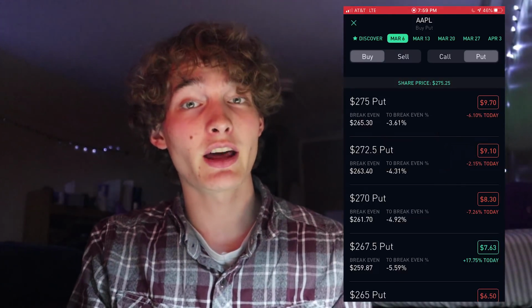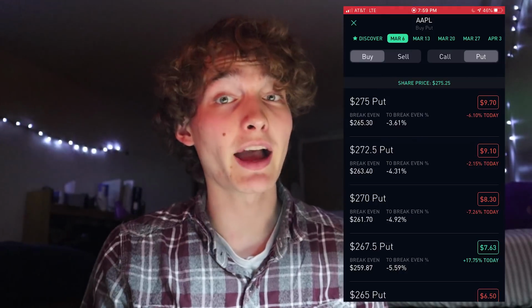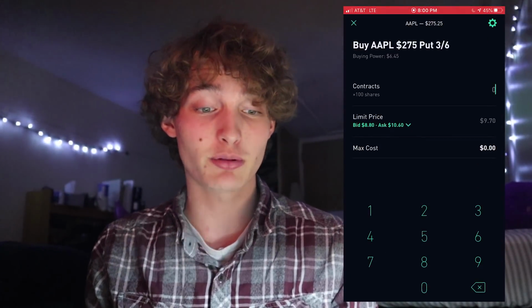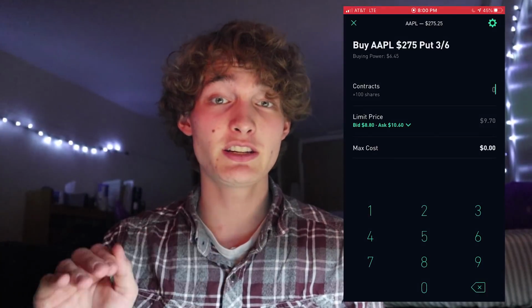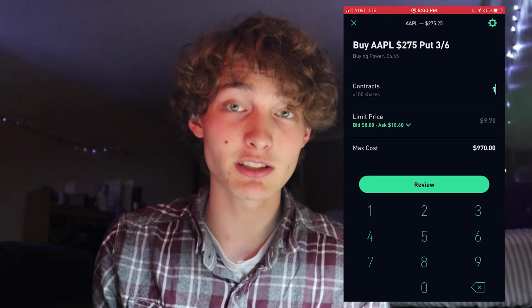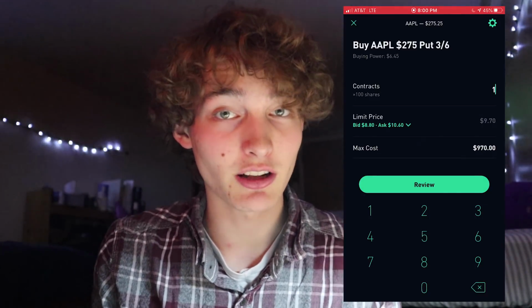Now, the little squares on the right-hand side here, those are the premium prices. Remember how I said earlier that with options, you're trading the right to buy or sell 100 shares of a certain stock? Now, that premium price is per each stock. So if I want to buy one of these option contracts, the actual amount of money that I have to spend is $970 to buy that.